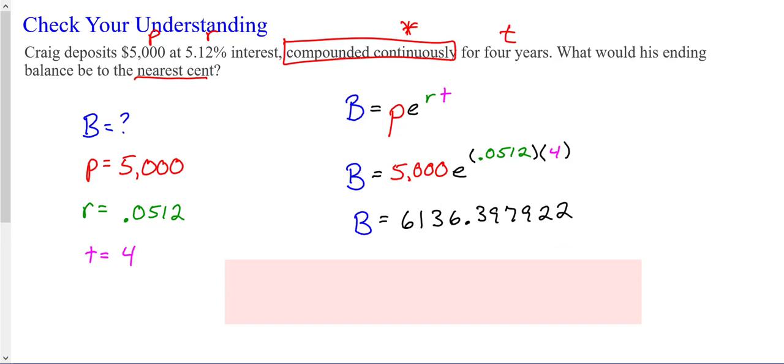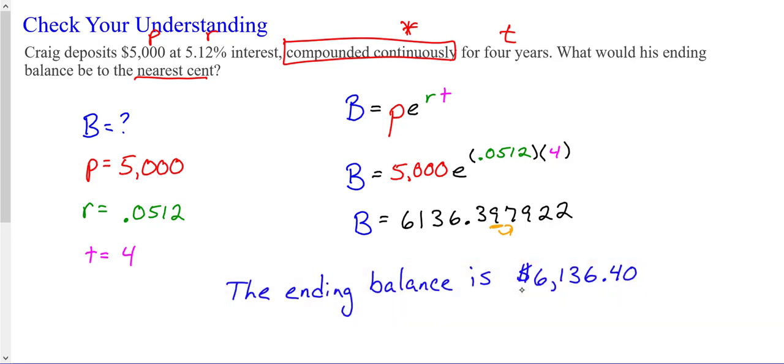Remember, nearest cent means we're looking at this 9. So when we look at this 9, the 7 says round up. Well, what's above 9? It's 10. So that means this 9 is going to become 10, which makes the 3 go to 4. So our ending balance is going to be $6,136.40.